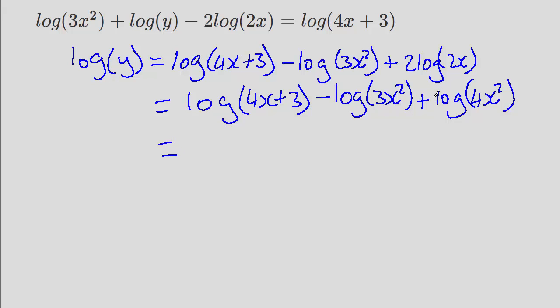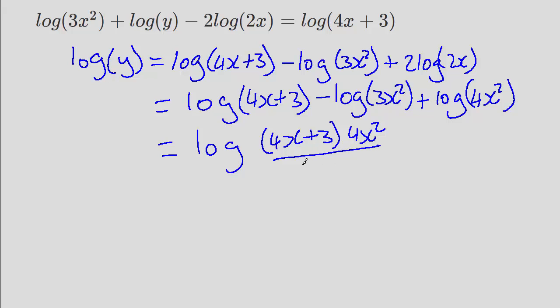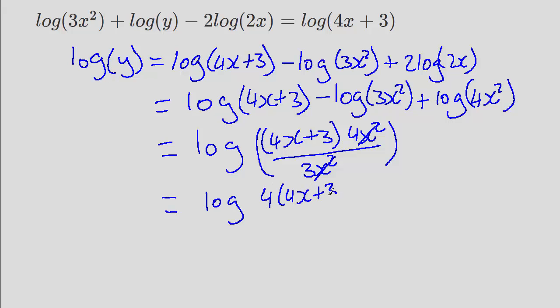Now remembering that adding logarithms is the same as multiplication and that subtracting logarithms is the same as division, what I can say is that this is equal to log of 4x plus 3 times 4x squared, that's from here, divided by 3x squared from there. Okay, we can now do a bit of simplification, so that gives us log, the x squareds can cancel, so I've got log 4 brackets 4x plus 3 over 3.